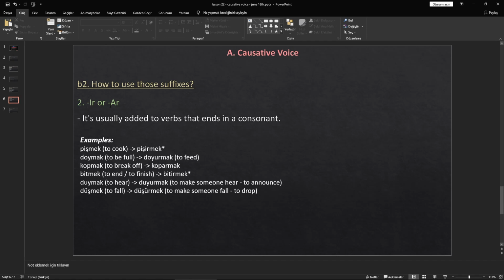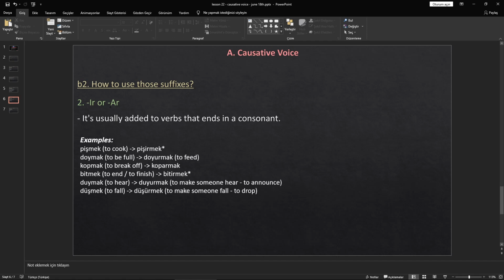What is the difference between duyurmak and duydurtmak? It's a difference in the meaning, and we call them double causative. It's like making someone else make someone else do something. It's like a chain of causative. Mesela öğretmen kadına çocuğuna baktırttı.